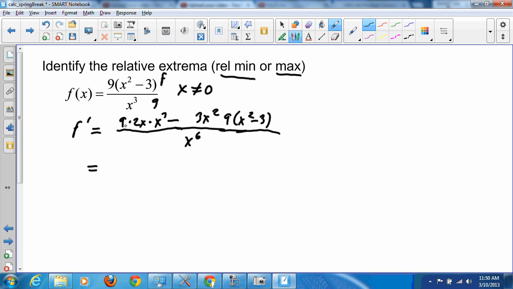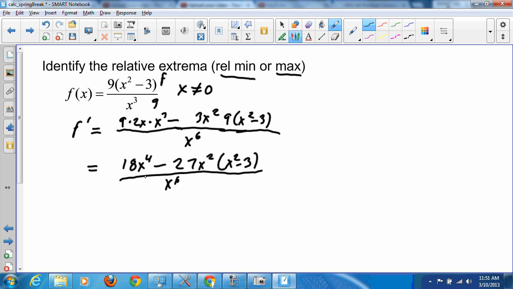So let's see, before we go multiplying anything, this becomes 18x to the fourth. We have x to the third, x to the fourth, 18. Okay, that looks good. And over here, let's see what we have. We have 27x squared times x squared minus 3. Maybe we'll just leave that like it is.